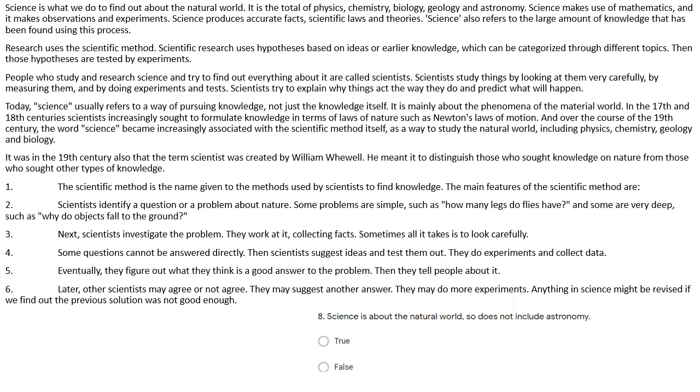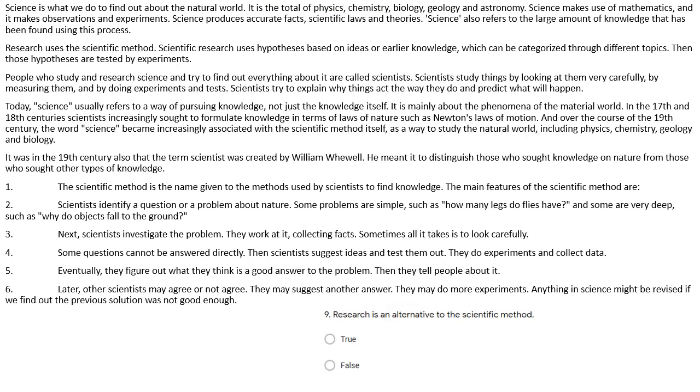Question 8. Science is about the natural world, so does not include astronomy. Well, the first sentence says it is the total of physics, chemistry, biology, geology, and astronomy. Astronomy means the study of space. So here it says does not include, but the first paragraph says it does include, so the answer is false.